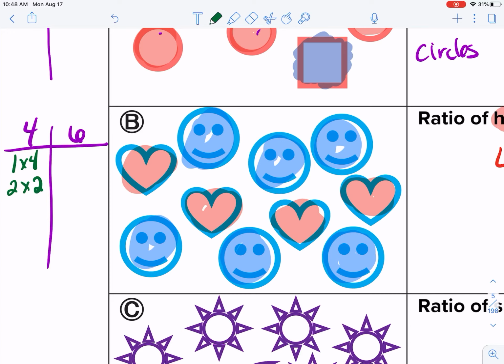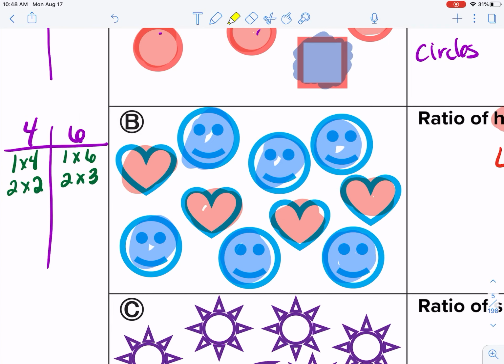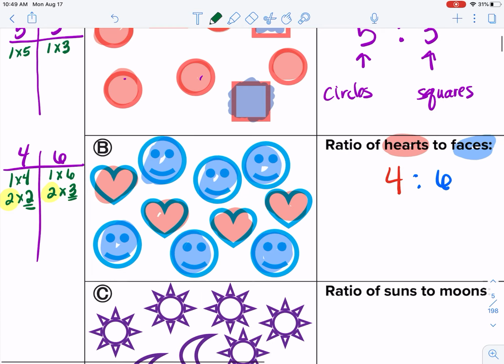So I'm going to go to 6. I have 1 times 6. I have 2 times 3. And that's it. So I'm going to see which numbers are the same on both 4 and 6. Which factors are the same in 4 and 6? I have 2 and I have 2. So that leaves me with 2 and 3.